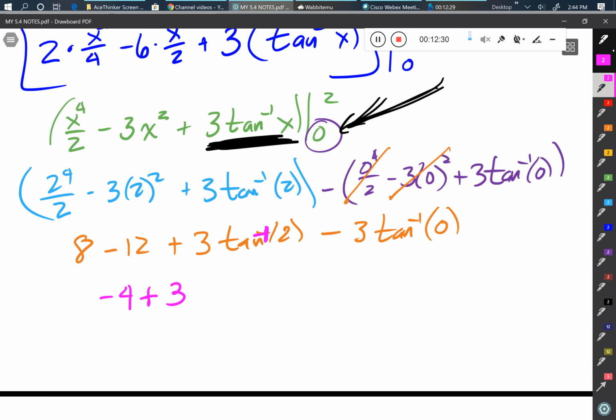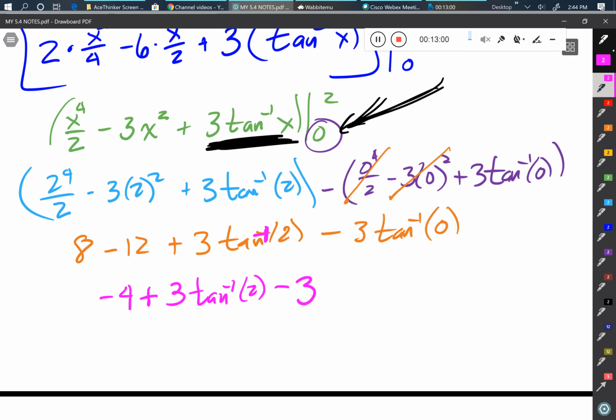Arctangent of 2. Can you think of an angle that gives you 2 when you take the tangent? I can't think of one. I think that's just going to be a horrible number. So I'm just going to leave it as the arctangent of 2 unless the problem asks me for an exact or an approximate value. Then I would throw it in my calculator because as it sits, arctangent of 2 is the exact answer.